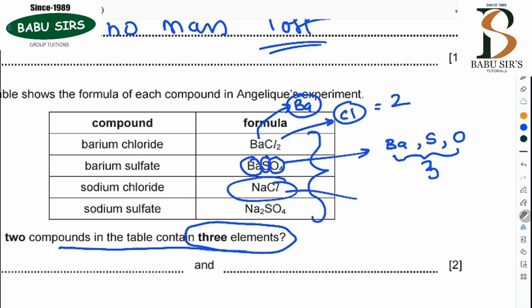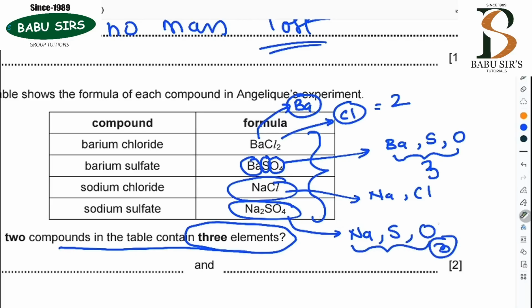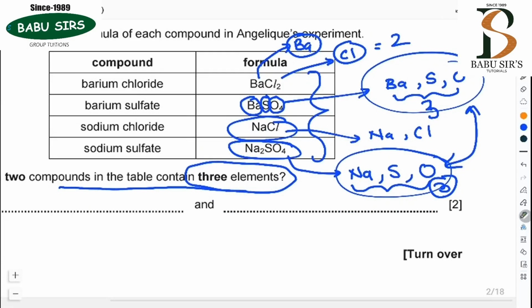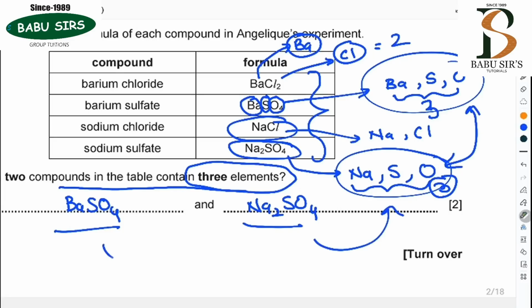If you see NaCl, then here again it is Na and Cl, again it is 2, but you want 3. So if you check the last one, it is Na, then you have S, and then you have O also. So this one has 3 and this one has 3. You are asked which compounds contain 3 elements. So you can write BaSO4 contains 3 and Na2SO4. Now these contain 3, which is written here and which is written here.